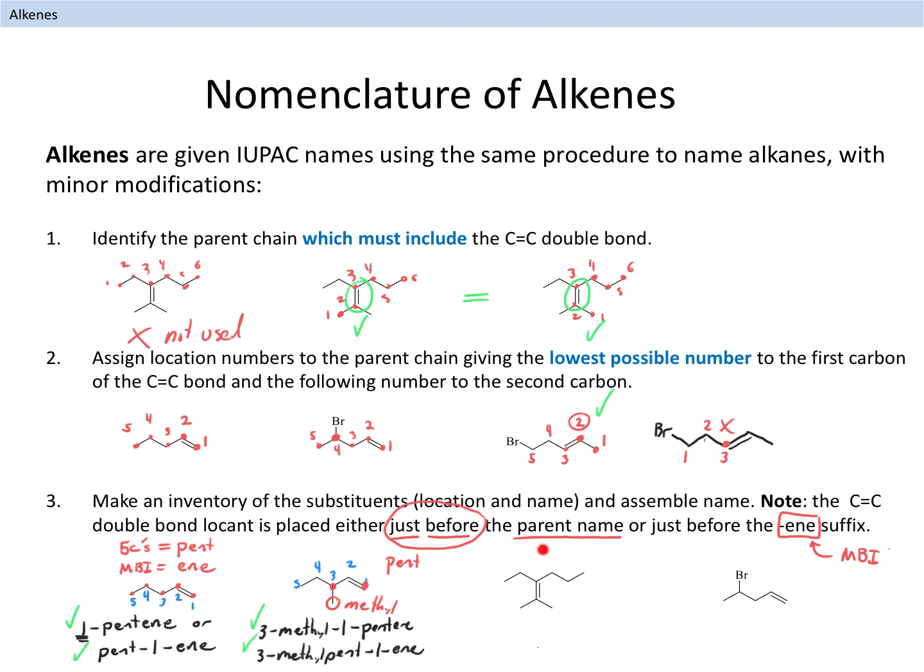The third example, shown next, has a parent chain that is 6 carbon atoms in length. The parent name, therefore, is hex. We now assign location numbers along the chain, ensuring that we assign the double bond the lowest number possible. Now that we have numbered the parent chain, let's make a list of our substituents and their locations.